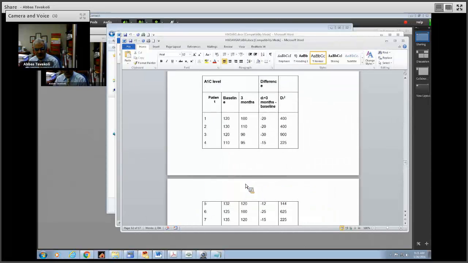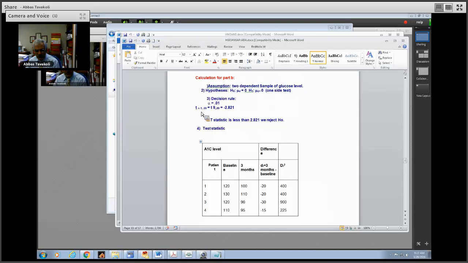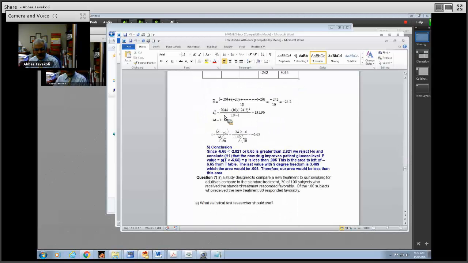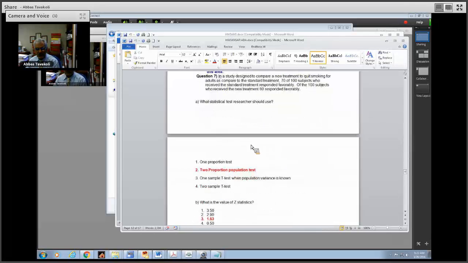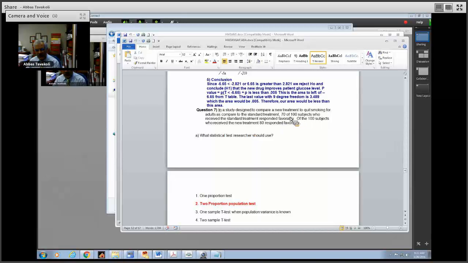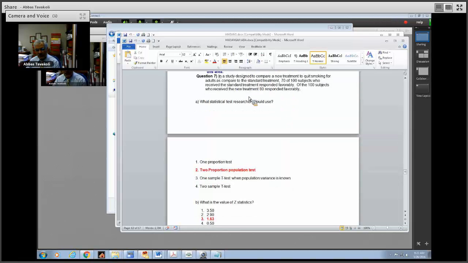And we use the formula to calculate the variance, and then the t statistic. And when you look at the table, the value from the table would be negative 2.821 because you have 10 observations and alpha was 0.01, a one-sided test. So negative 2.821, and because the direction is to the left, you're using the negative one here. And since the absolute value 6.65 is greater than 2.821, you reject the null and conclude the alternative.